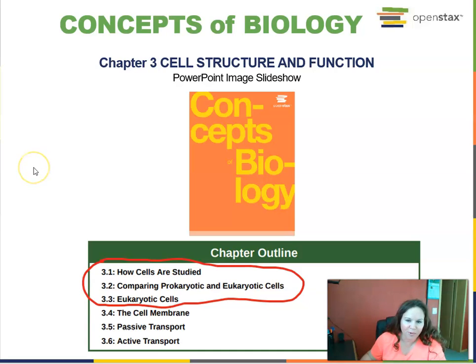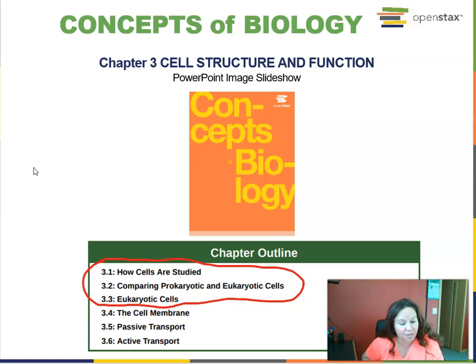Welcome back, everybody. We're going to be looking at cells this week in our Concepts of Biology book. It's chapter 3, but as you see with my red circle on the chapter outline, we're going to divide this into two different sections. We'll do sections 1, 2, and 3 first this week, and next week we'll do the other 3 sections.